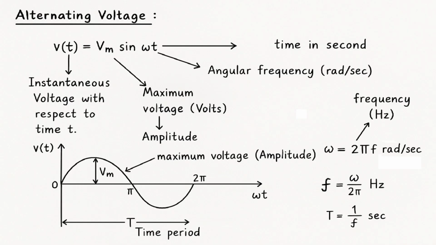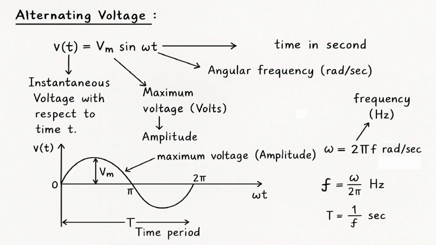Next in our recipe is the sine function, written as sin. This comes from trigonometry, but all you need to know is that the sine function produces a very specific, beautiful shape, a smooth, repeating wave. It's this sine function that gives alternating voltage its characteristic wavy, cyclical pattern. It's what ensures the voltage rises and falls smoothly, not abruptly. Without the sine function, it wouldn't be the clean, predictable wave that we see on the graph.